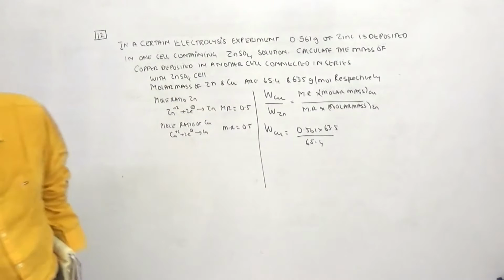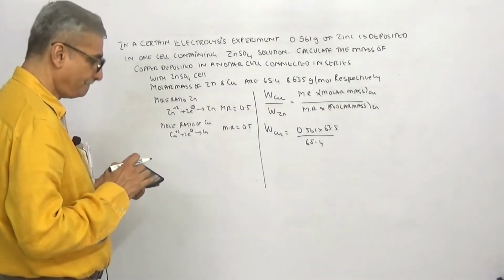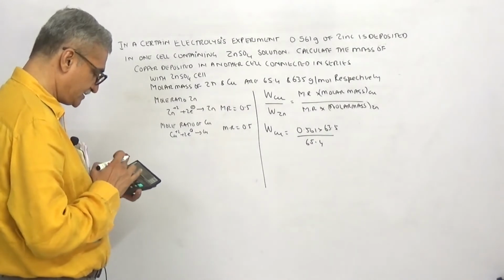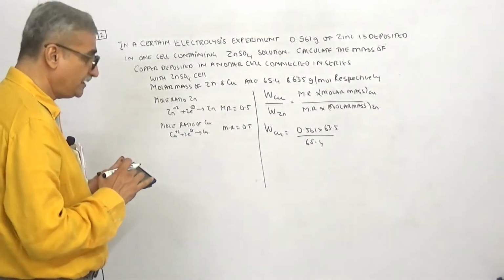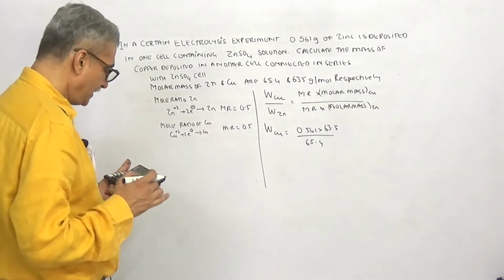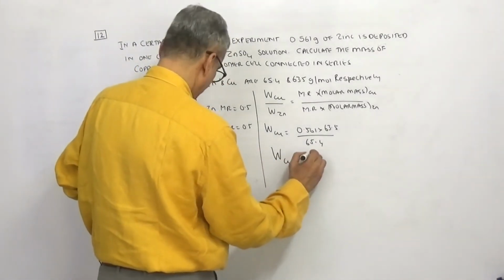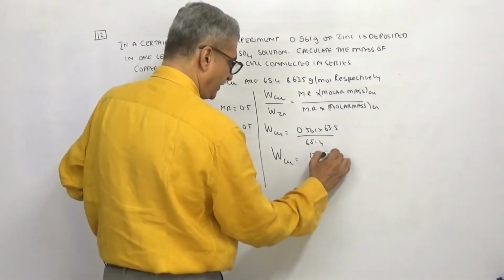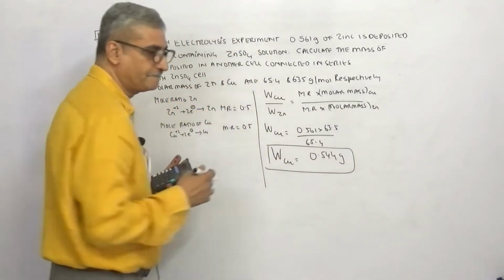Your answer is true. So what do we have? Weight of copper is 0.561 into 63.5 divided by 65.4. So that is 0.544. So weight of copper will be 0.544 grams. That is the answer.